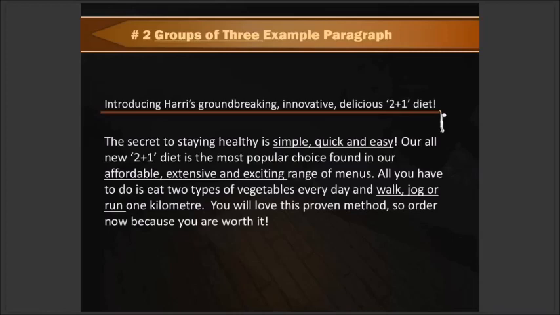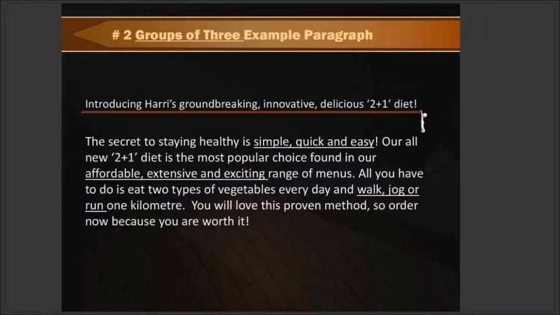Already, our persuasive writing task has changed from not impressive to getting there. They're 50% halfway there. That might sound hard, but they've only used 2 of the 4 techniques that we've spoken about. Okay, I love how they've said walk, jog, or run. So that's 3 words, a group of 3. So it's an example in the paragraph.